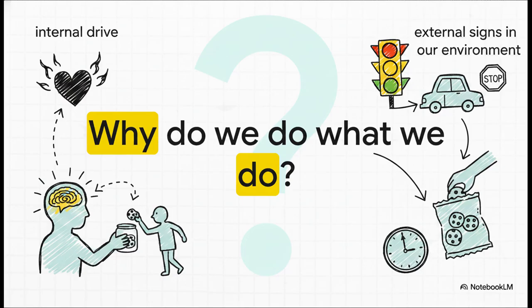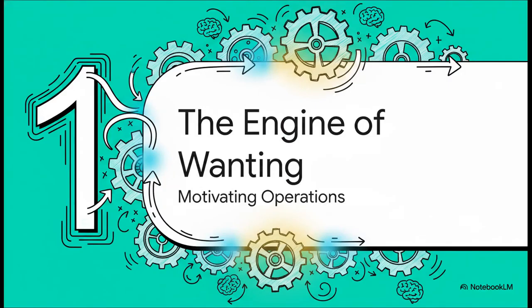So before we get completely bogged down in the technical acronyms, let's just zoom out for a second and ask a massive question, one that really sits right at the heart of human psychology. Why do we do what we do? What are those unseen forces actually driving our everyday behaviors? Like, why do you suddenly crave a snack at 3 p.m.? Or why do you automatically hit the brakes the second you see a red light? Well, to figure that out, we have to look at two very distinct things, our internal drive and the external signs in our environment.